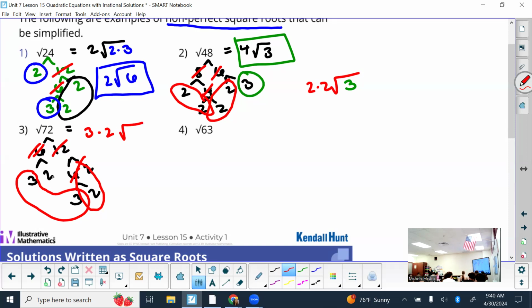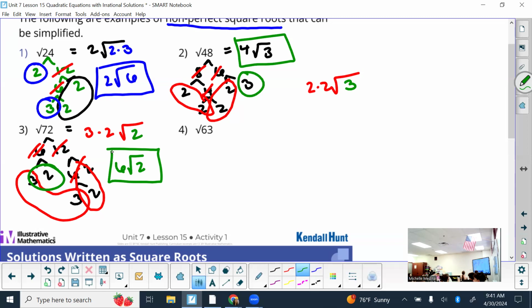Class, what should go inside the radical? 2. Any leftover prime numbers? So you have this leftover 2. Simplify: 3 times 2 is 6. So the equivalent of the square root of 72 is 6 radical 6.